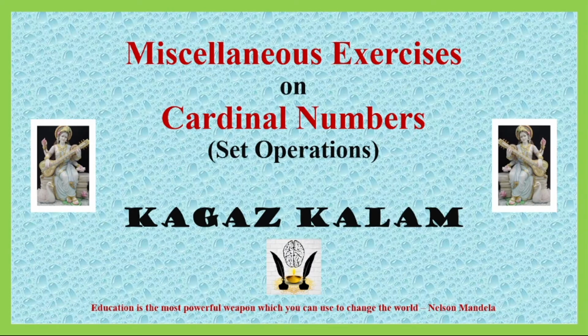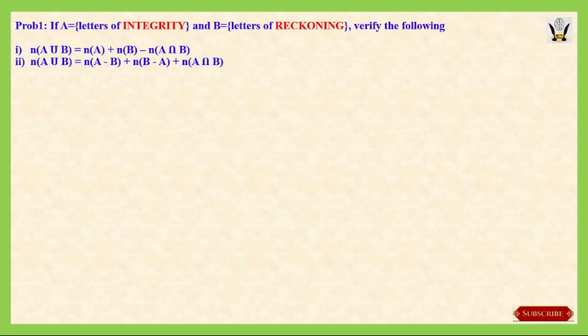Welcome back. In today's class, we will solve different problem sums based on cardinal numbers. So let's start. First problem sum says that set A has the elements which are the letters of the word integrity, and set B has the elements which are the letters of the word reckoning. Now first we have to form those two sets. A will have these elements.